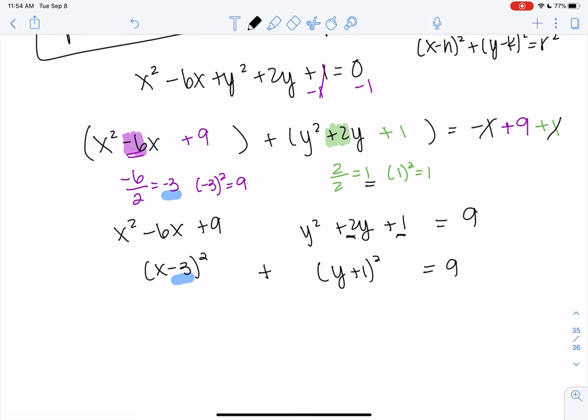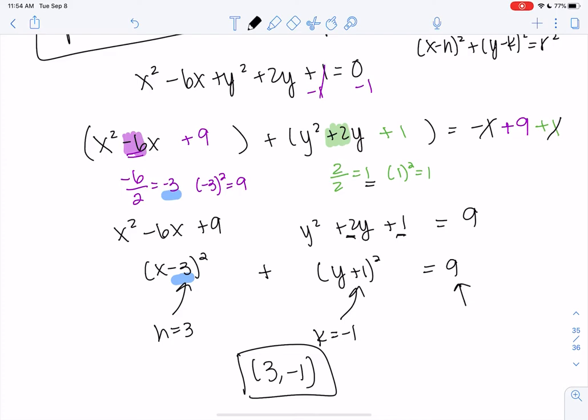And so my center, h is 3, and k is negative 1, so (3, negative 1). And then if you wanted to, the radius would be 3, because this is 3 squared. Does this help complete the square, hopefully?